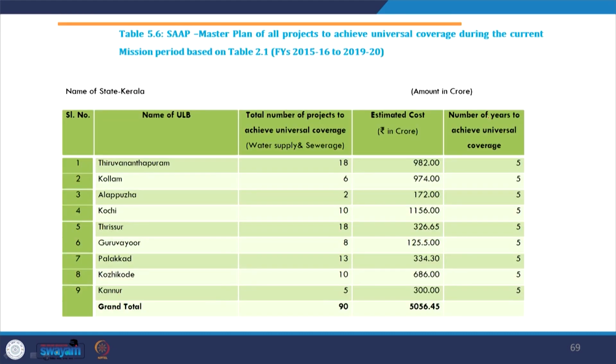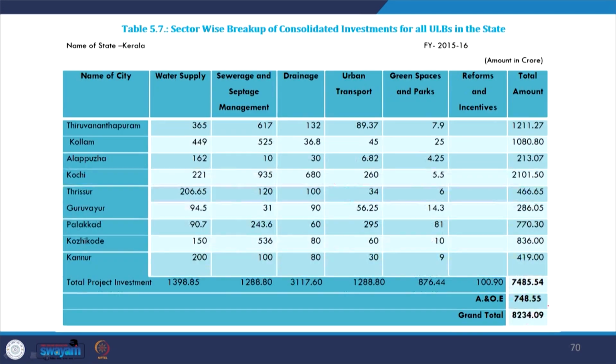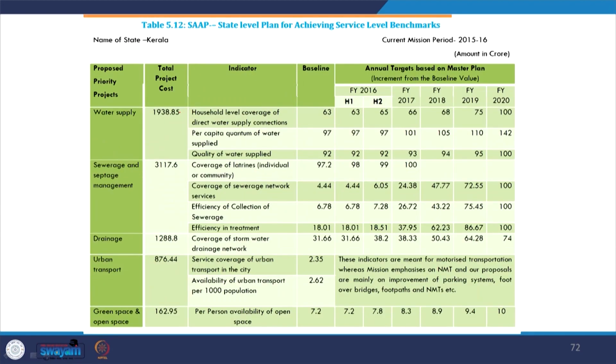So, we see how they are planning for all these projects, and how city-wise all these water supply and sewerage projects. Thiruvananthapuram gets 18 projects, Kollam gets 6 projects and 2 projects and so on, and then the total cost is worked out. Here again we see how much would be invested in each area in each city: for water supply, sewerage and drainage, urban transport and green spaces and parks. Here again we see the state level plan for achieving service level benchmark.